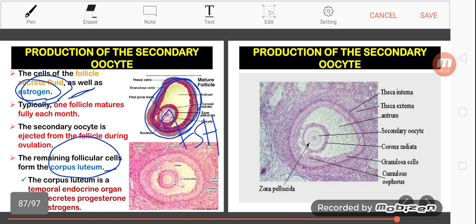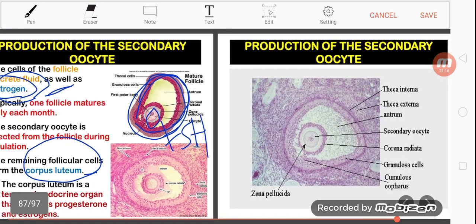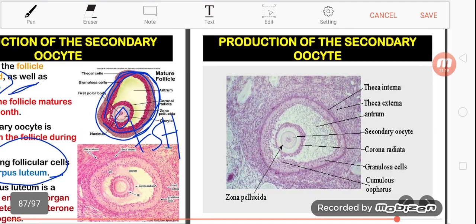This is what Graafian or mature follicles actually look like microscopically.